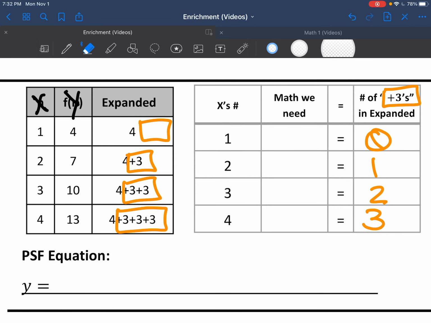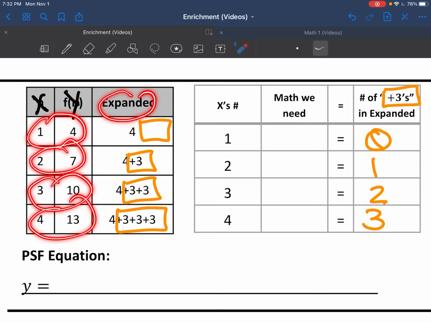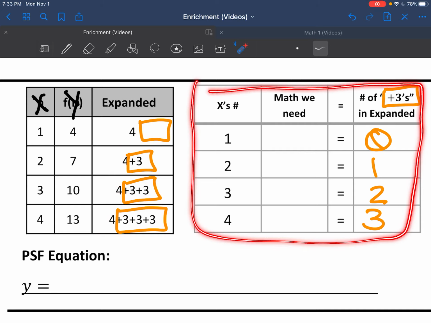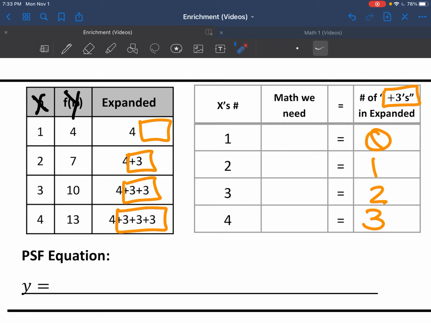So looking at this first example here, we're kicking it back to module 1. We have 1 and 4, 2 and 7, 3 and 10, 4 and 13, and now we're going to expand this where we start with the 4, then we have 4 plus 3, then 4 plus 3 plus 3, then 4 plus 3 plus 3 plus 3. Now, this table is to help you see why we do point slope form the way that we do. So this 1 represents the first x. This 2 represents the 2 in the x column. This 3 represents the 3 in the x column. This 4 represents the 4 in the x column.